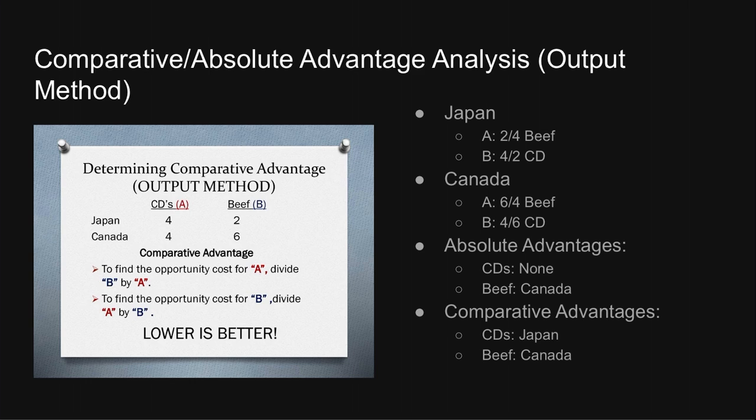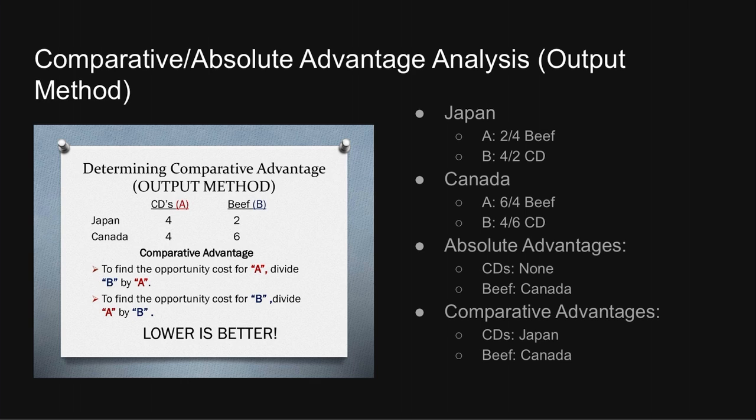So how do we use this to find comparative advantage? Well, it's pretty easy. If we compare good A, Japan has an opportunity cost of 1/2, Canada's is 3/2. So which one has a lower opportunity cost? Well, Japan has a lower opportunity cost. So as a result, for good A, or CDs, Japan will have the comparative advantage because it is producing with the lower opportunity cost.